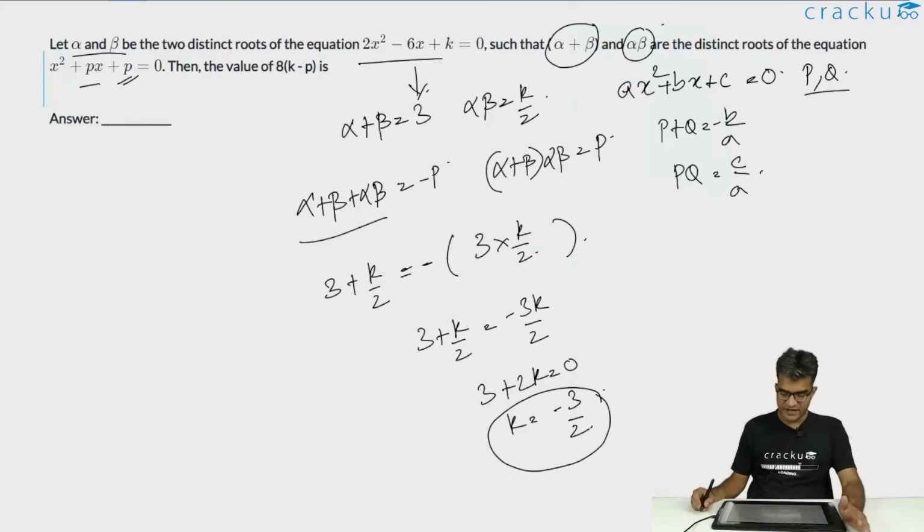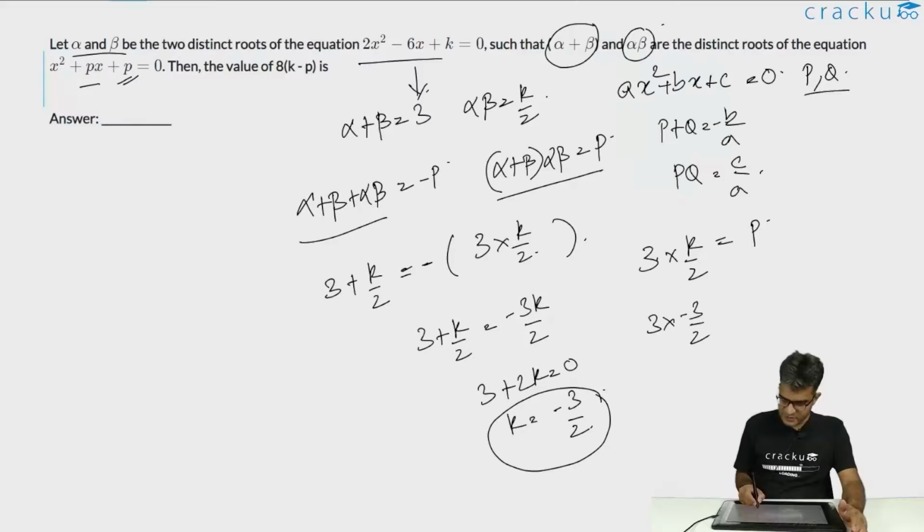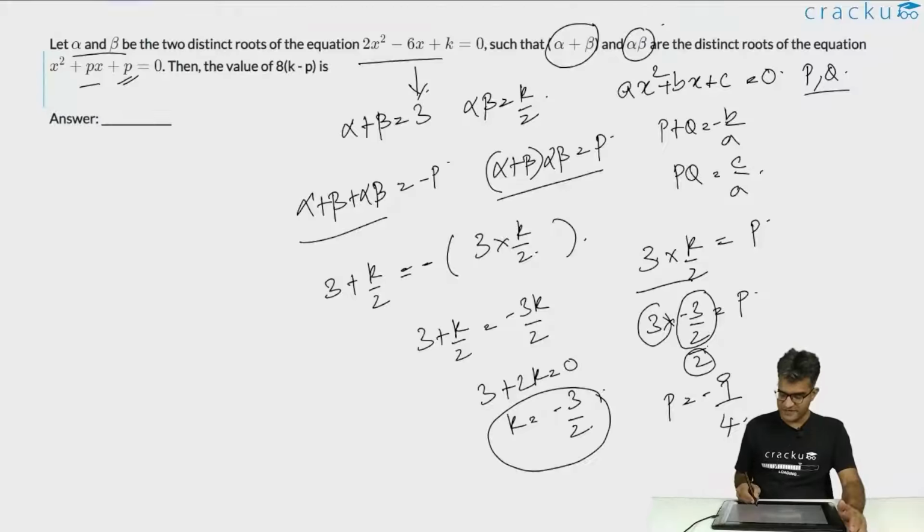Now what are we required to calculate? We are required to calculate the value of p. P is alpha plus beta, which is 3 into alpha beta into 3k by 2 is equal to p. That is 3 into minus 3 by 2 is equal to p, whole by 2. Or the value of p is minus 9 by 4. This is 3 into minus 3 by 2, k divided by 2, 3 into k by 2 is p. So p is minus 9 by 4.